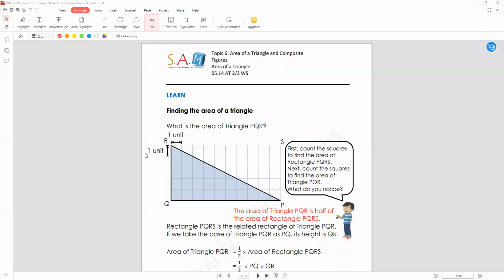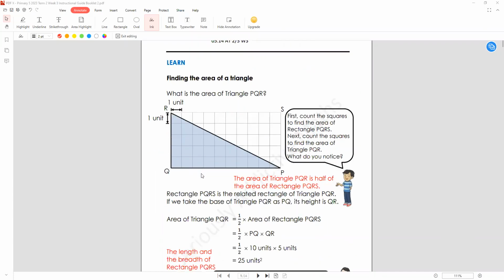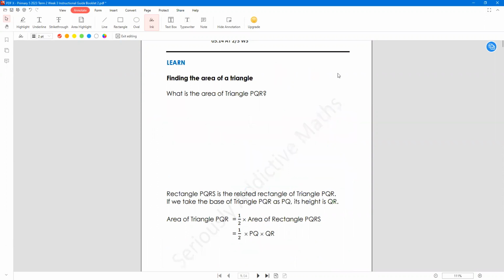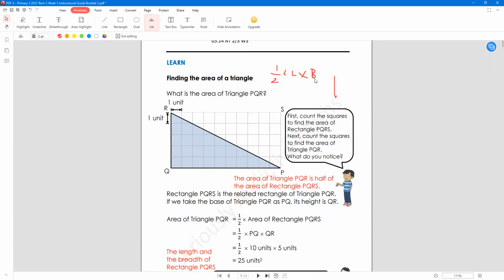The next booklet is on finding area of a triangle. So we need to explain to them the formula half times base times height. Why half times base times height, or half times length times height, whatever you call it?